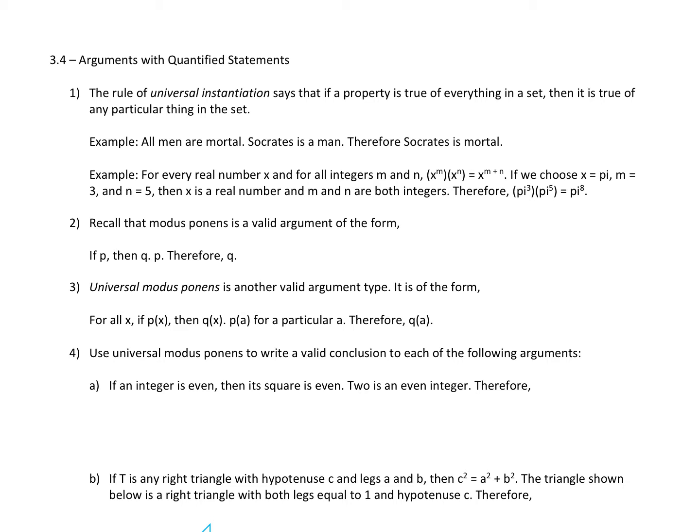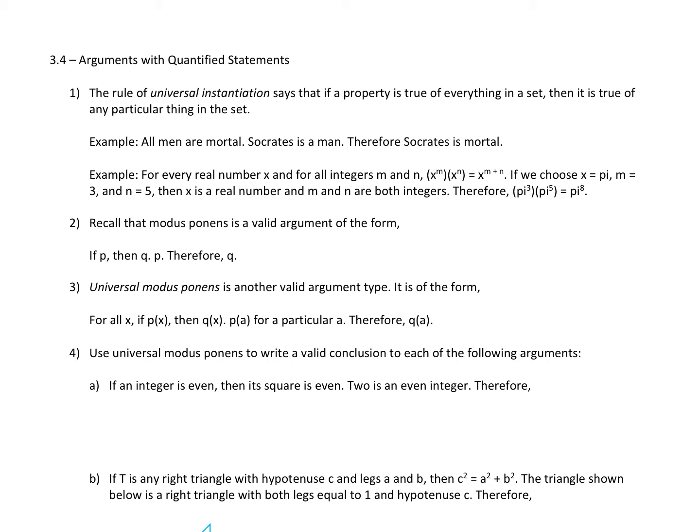An example of this kind of argument would say that all men are mortal, Socrates is a man, therefore Socrates is mortal. So this is a particular thing in the set of all men. So the thing that applies to all men must apply to that particular thing.